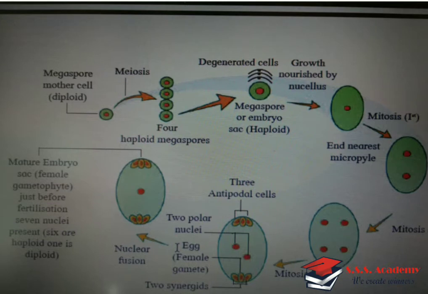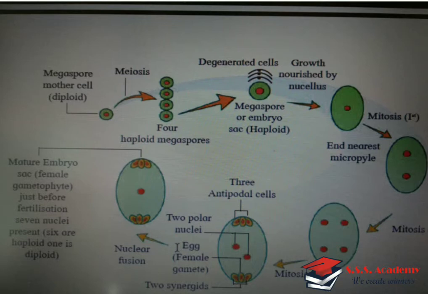Upper three megaspores abort and the lowest one, towards the center of the nucleus, remains functional. If you observe, the downside haploid megaspore remains as it is, and the upside three are shown by a curved line. What it indicates is written there: degenerated cell.